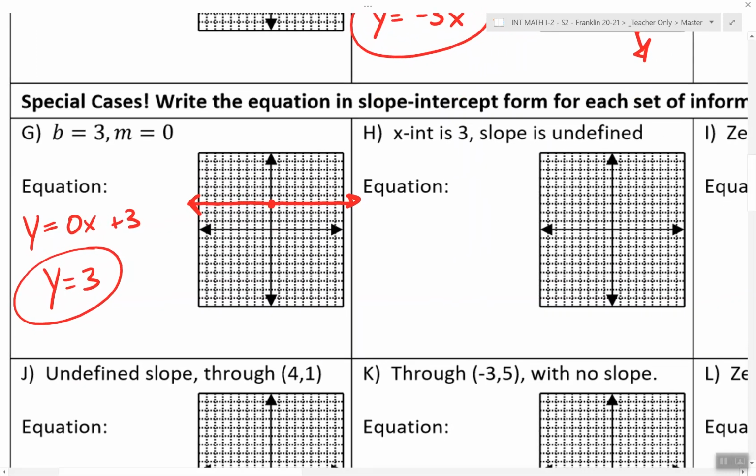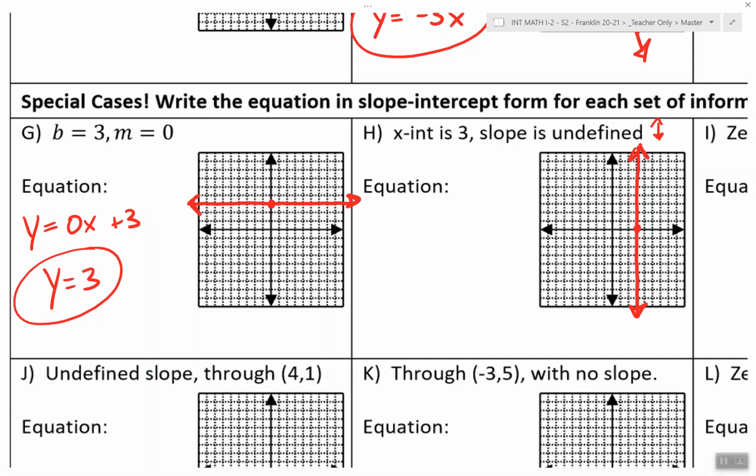For example H, the x-intercept is 3 and the slope is undefined. This is an example that is actually not really in slope-intercept form because we have an undefined slope and we know the x-intercept is 3. If you remember, an undefined slope gives you a vertical line. And so through 3 on the x-axis, we draw this line. The thing is that for a vertical line, there is no y-intercept, right? It's not touching the y-axis at all.